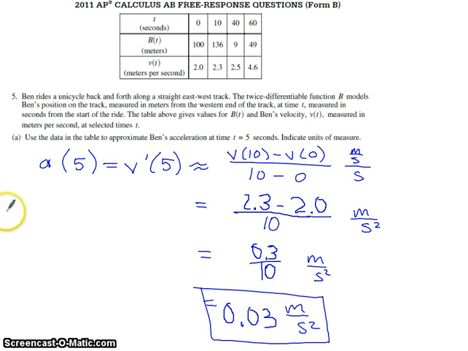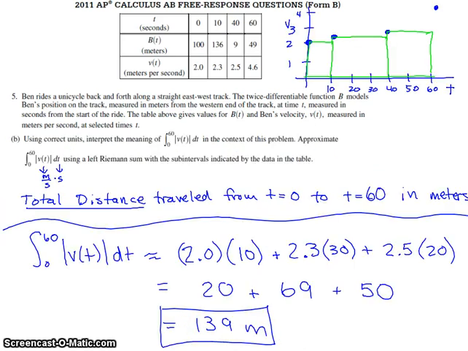In part B, we want to interpret what this is going to represent. Since we are integrating speed here, the absolute value of velocity is speed, since we're integrating speed and not really taking into account the direction of the motion, this result is going to give us how many meters this person has traveled from t equals 0 to t equals 60.